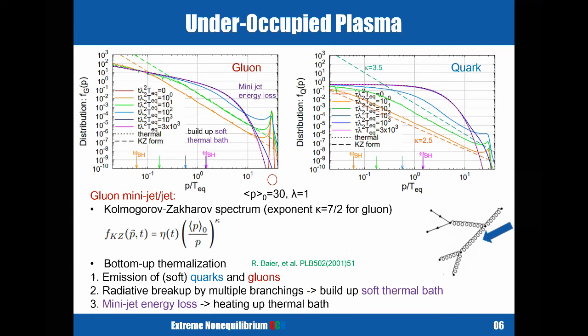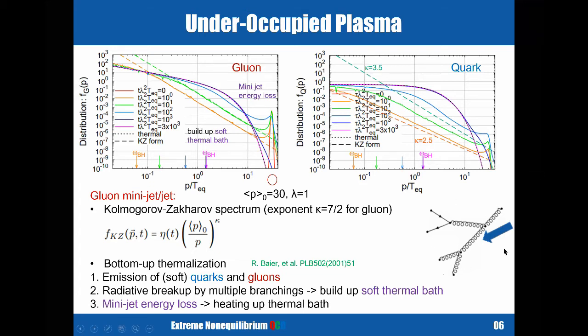Okay, now let's move on to underoccupied plasma. We have seen the turbulent nature of the overoccupied system is beautiful; I would call the turbulent nature of the underoccupied system fantastic. Here I again show the spectral evolution of underoccupied plasma with initially a gluon mini jet at a very hard scale. The gluon first emits soft quarks and gluons to a very soft scale. Following that, there is a radiative breakup by multiple successive branchings.